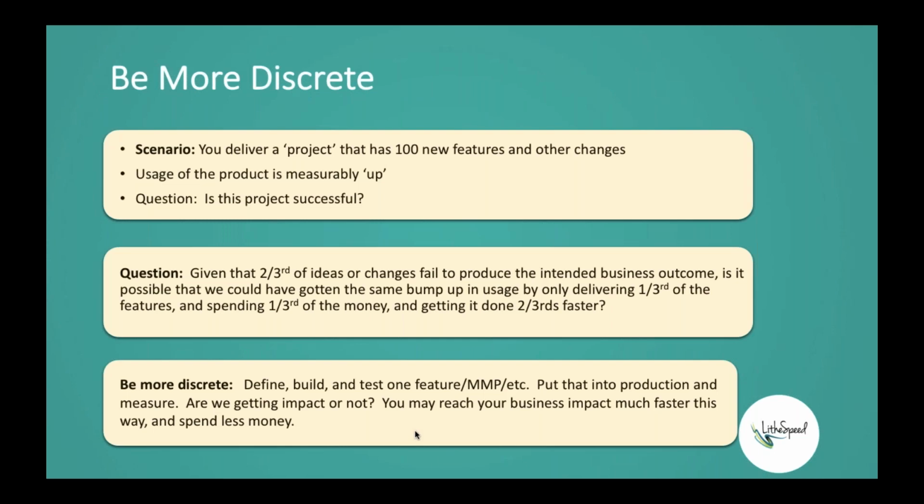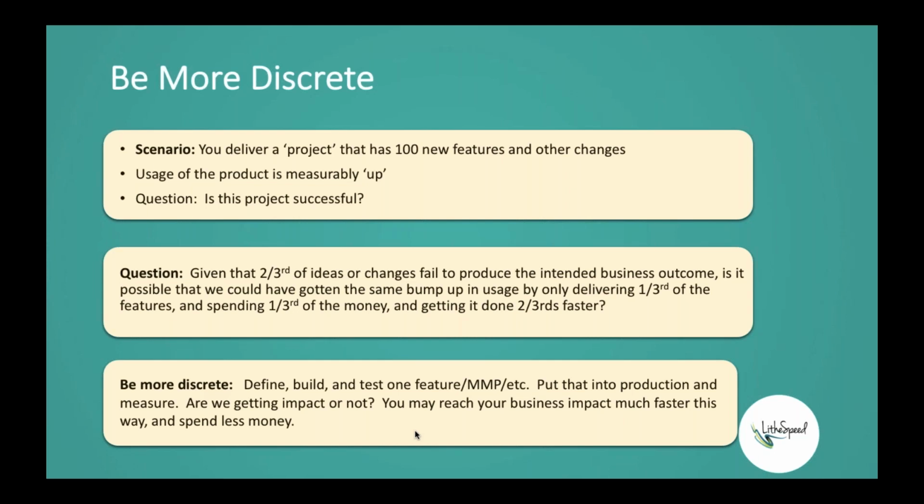So here's a little scenario for us to consider. Imagine you deliver some project of some sort, and it has 100 new features and other changes and bug fixes and whatnot. And usage of the product is measurably up, and maybe the customer satisfaction is up, and a variety of things are up. And so the question on the table is, is this project successful? And most of us, I think, would probably say, yeah, that's a great outcome. We got the things that we were looking for out of this project.